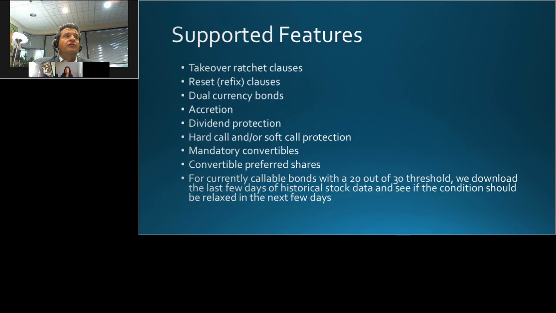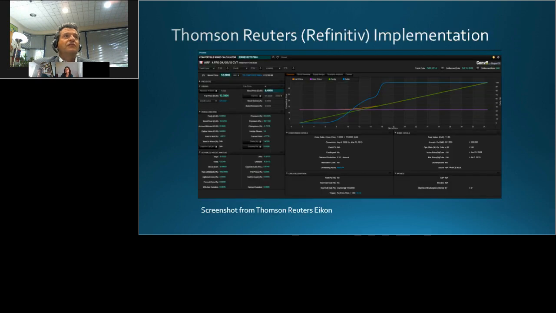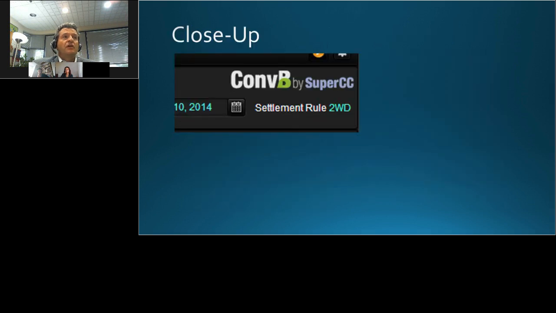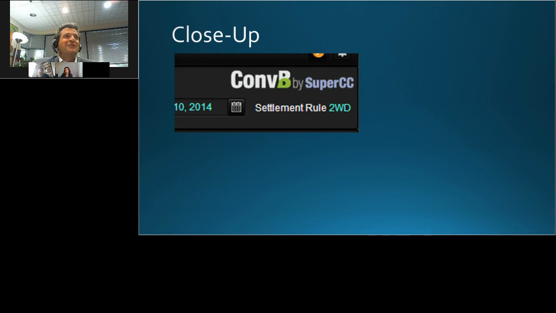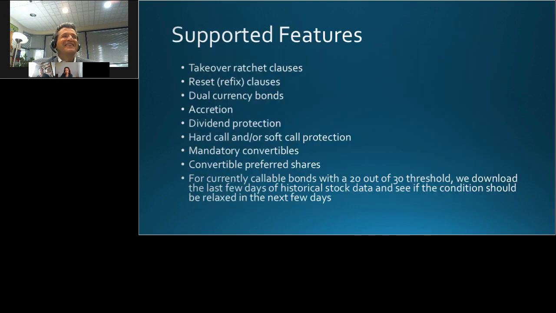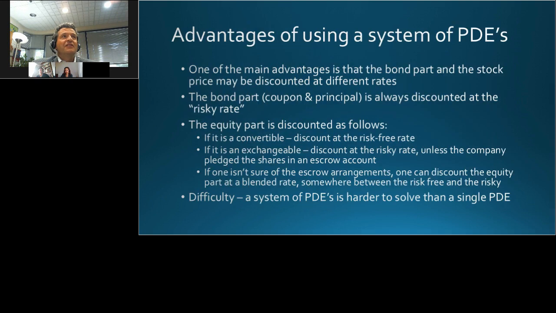And here are just a few features that are supported. Of course, the list is much longer. As Samuel said, you can see some screenshots from Refinitiv Icon that has it, and this is an example of what a smooth price chart looks like versus a price chart that's not very smooth for a particular convertible. I don't know that a lot of people are very interested in systems of partial differential equations, so I'll try to keep this section short.